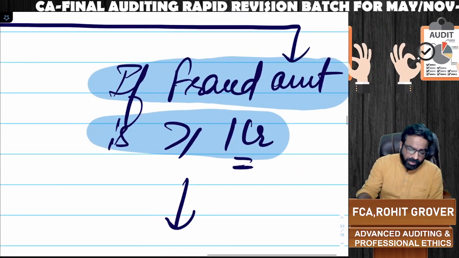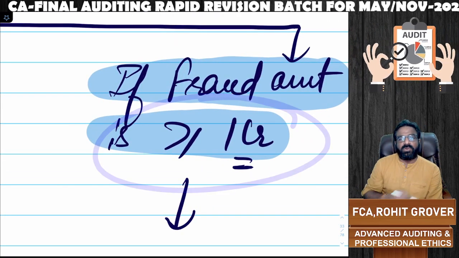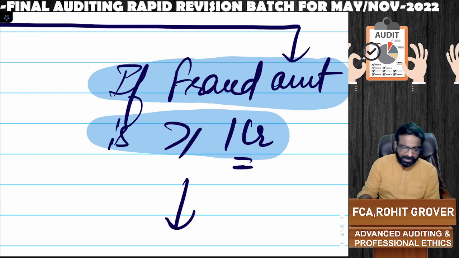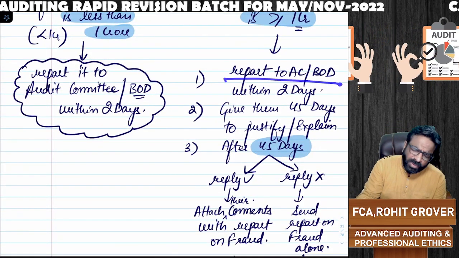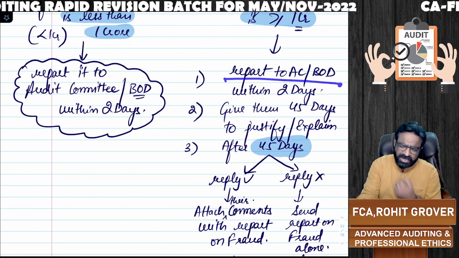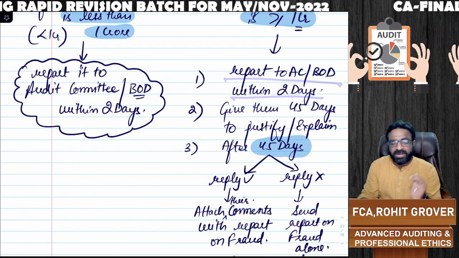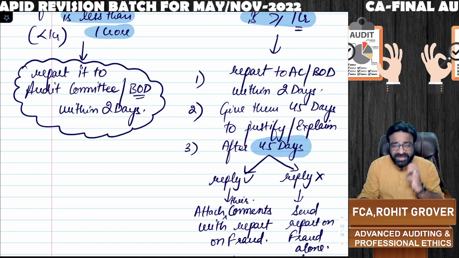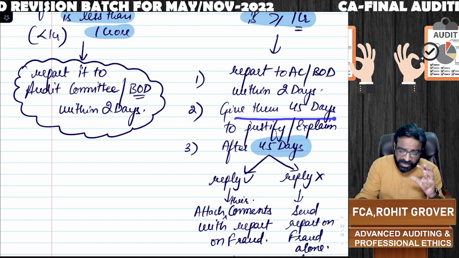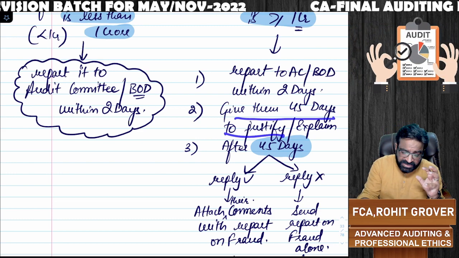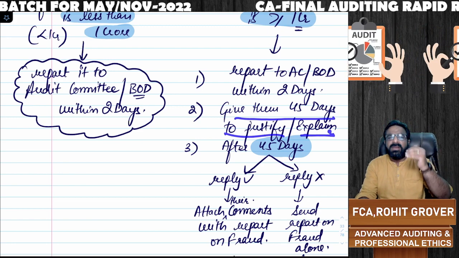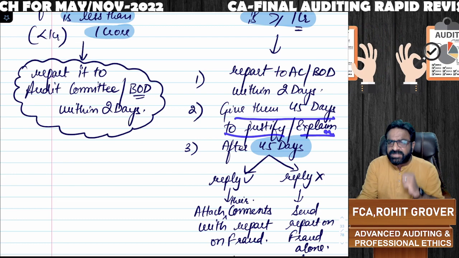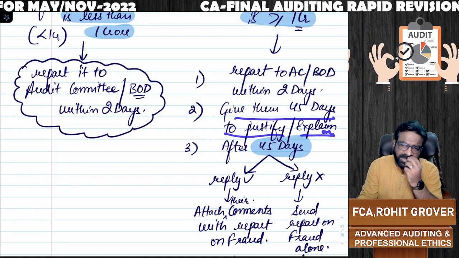But if the fraud amount is greater than or equal to what? 1 crore. If the fraud amount is greater than or equal to 1 crore, then you have to follow the same process. Report it to the audit committee. If no audit committee, to the board of directors within what? 2 days. But you have to give them 45 days. You have to wait for 45 days to allow them to justify and explain why this fraud has taken place in their company. Let them explain. Let them justify why this fraud has taken place in their company.